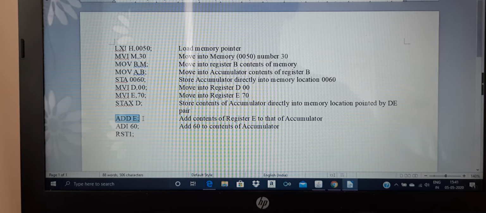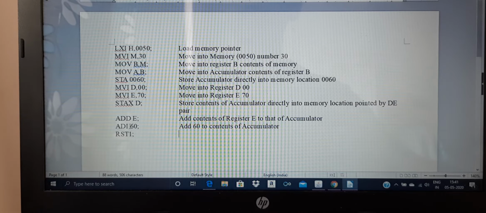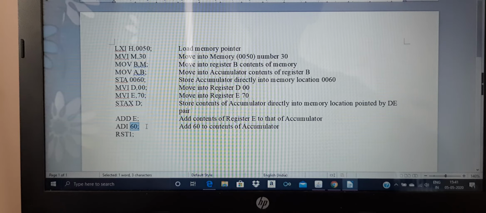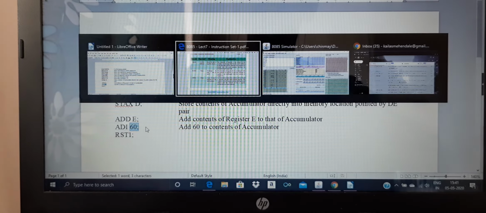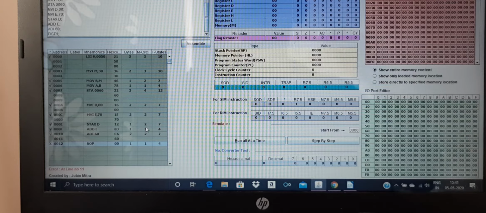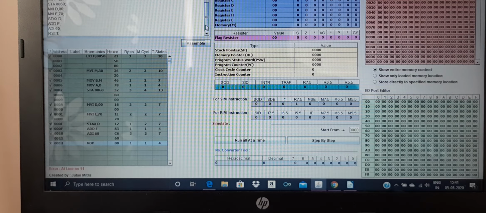Next is ADD E. So the contents of register E will be added with that of the accumulator. Next is ADI, add immediate. So a number like 60 will get added with the accumulator. So these couple of instructions I have taken. This is not exactly a code, this is not exactly a program, but these instructions I have simulated using a simulator. So here are those instructions.